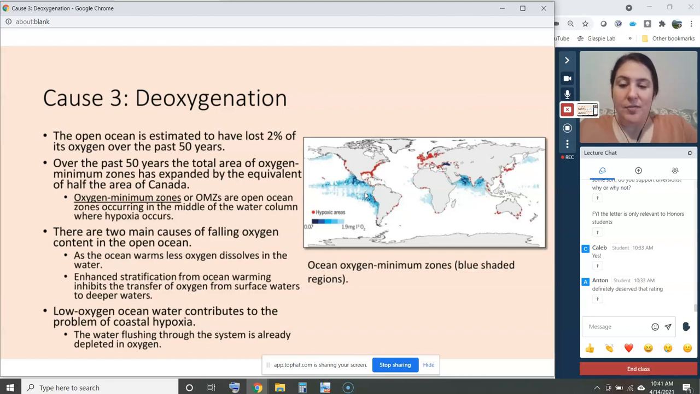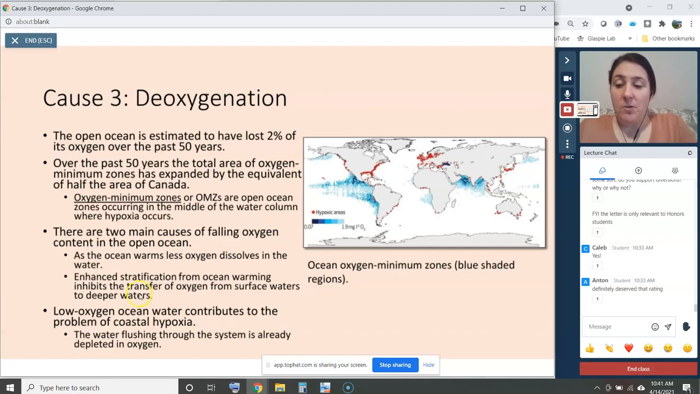There are two main causes for falling oxygen content in the open ocean. Both are related to climate warming. First of all, as the ocean warms, less oxygen can be held in the water, so less oxygen dissolves in the water. Cold water holds more oxygen. So warming water has less oxygen in it already. So that's responsible for some of it.